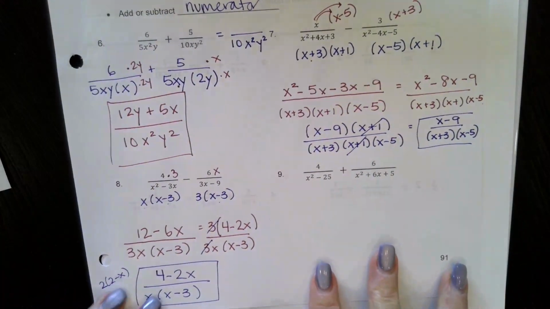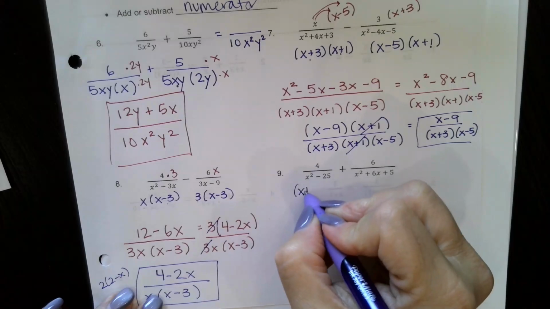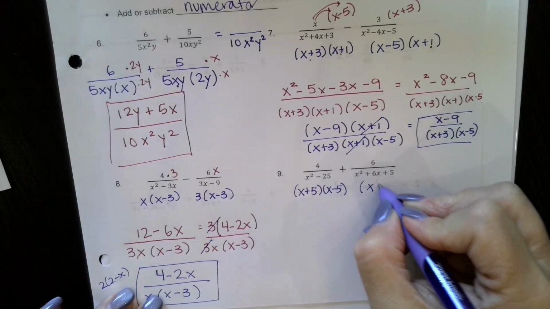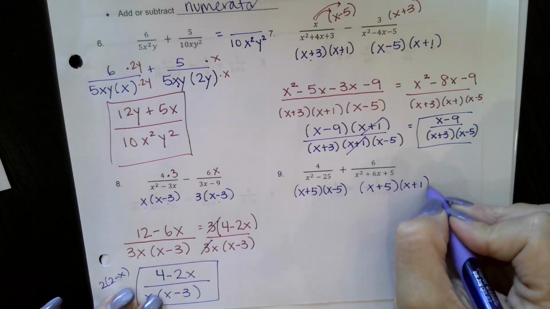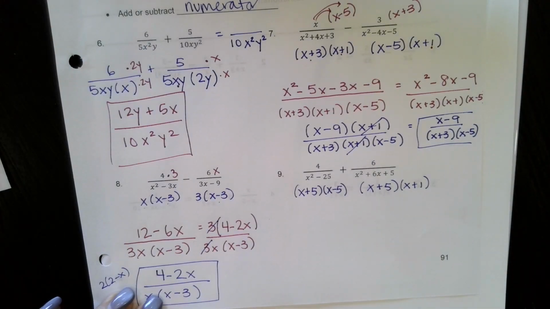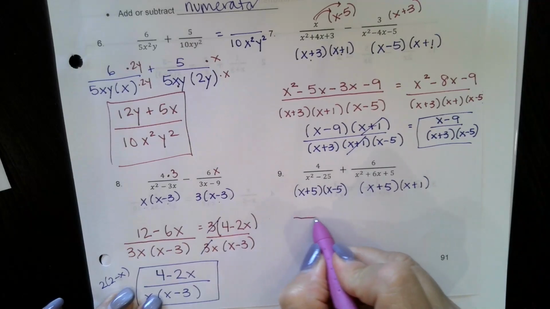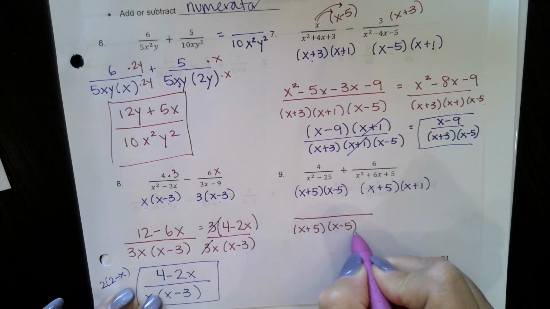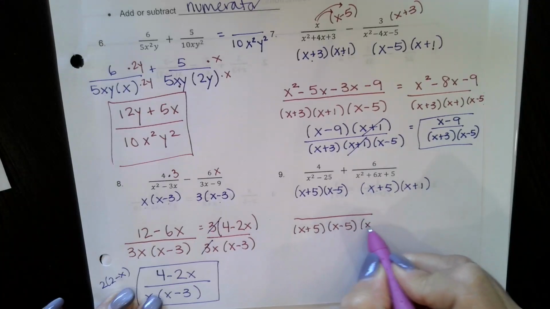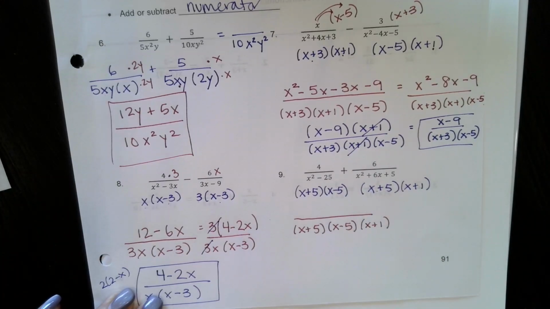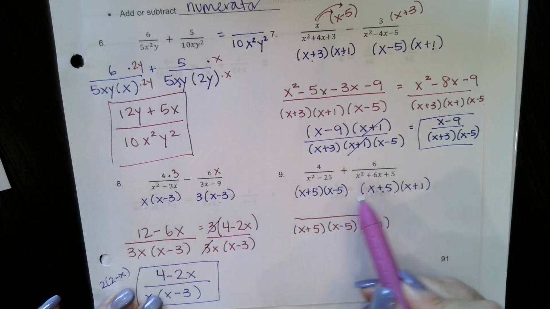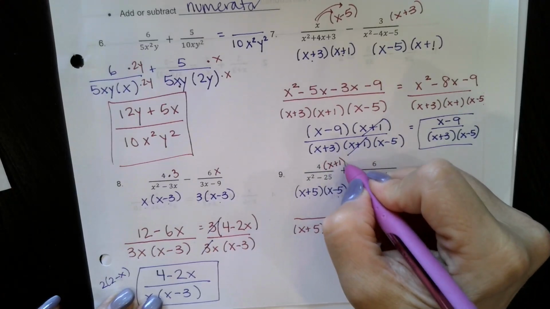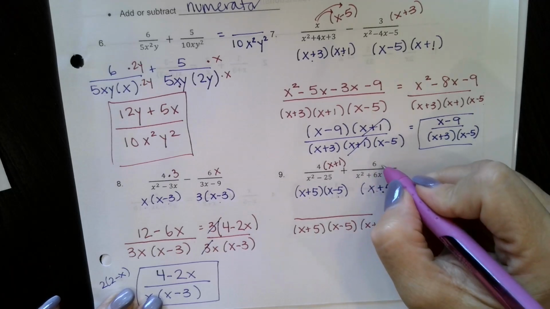All right, so over here, difference of squares, x plus 5, x minus 5, and then this one's going to be x plus 5, x plus 1. Okay, so what does that make my common denominator? I have x plus 5, x minus 5. I already counted for this x plus 5 here, so I have x plus 1. So the two x plus 5s, x minus 5, x plus 1. So what's missing? Over here what's missing is x plus 1. And over here what's missing is x minus 5.